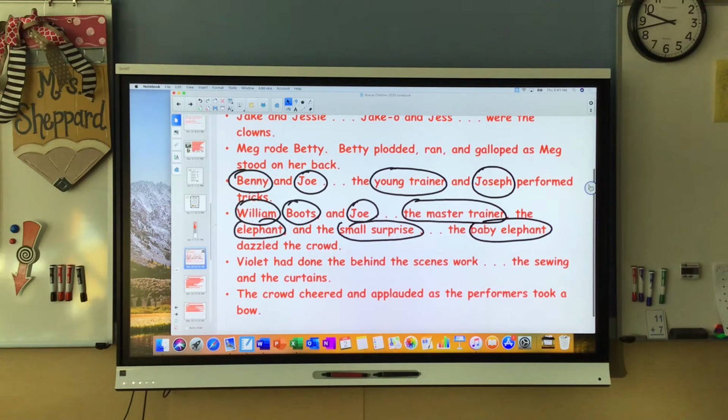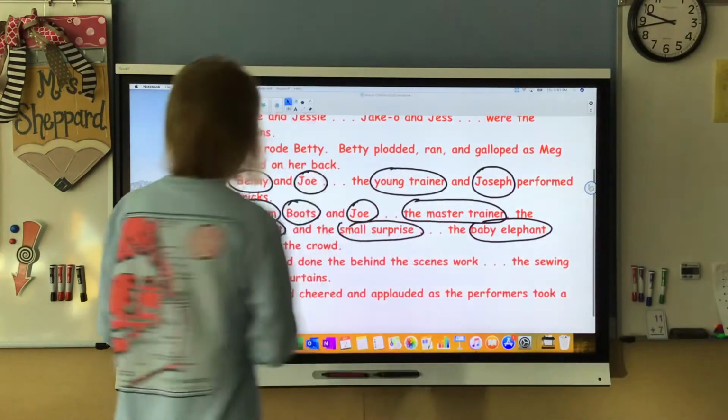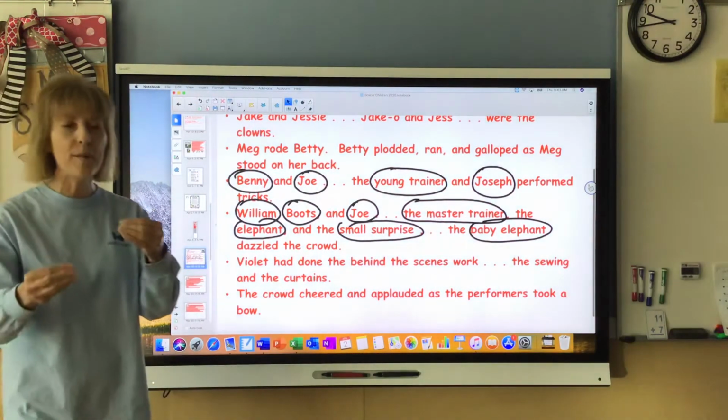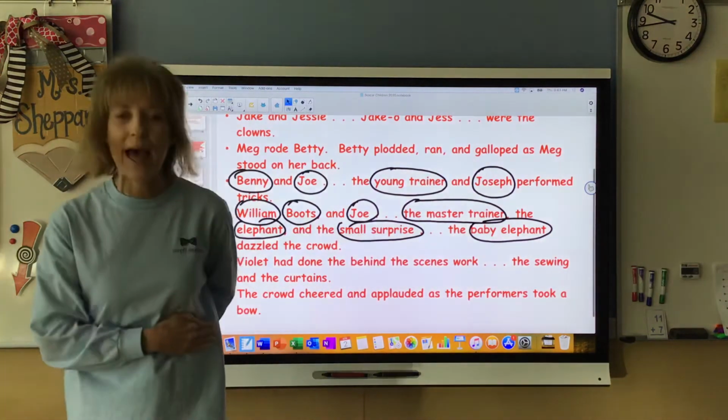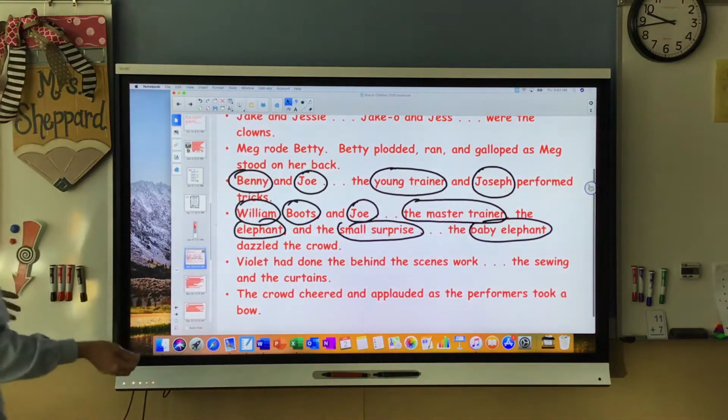the two elephants. Violet didn't really have a lot of action in the chapter, but she had done the behind-the-scenes work. She had done the sewing, probably a lot of work on the costumes, and she had also done the curtains for the performance. Just like Miss Thompson's doing a lot of behind-the-scenes work with Mrs. Sheppard's videos. The crowd cheered and applauded as the performers took a bow. After performers do a performance, typically they take a bow as the crowd applauds and cheers.